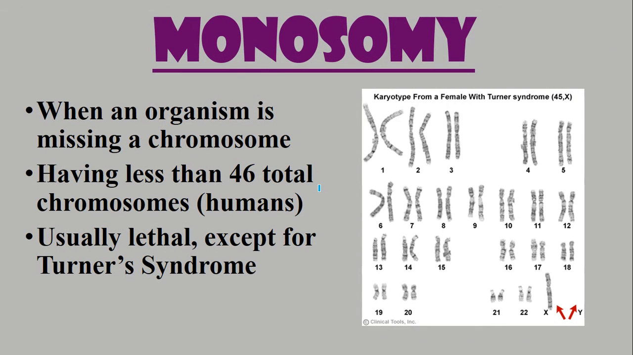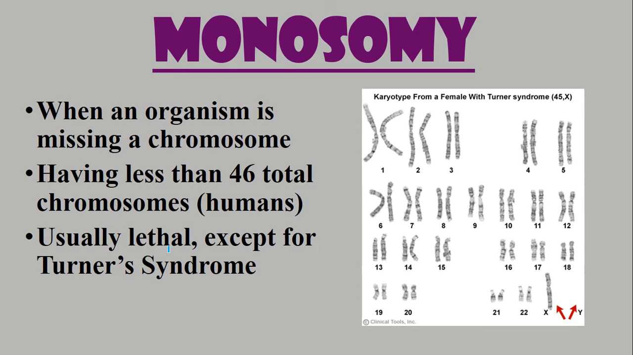Now, when you're missing a chromosome, it's called monosomy. I hope I said that right. This is when you're missing a chromosome. Means for humans, we have less than 46 chromosomes total. And most times it's lethal if you don't have enough chromosomes. And they either don't make it to term, or if they are born, they don't survive long after birth.